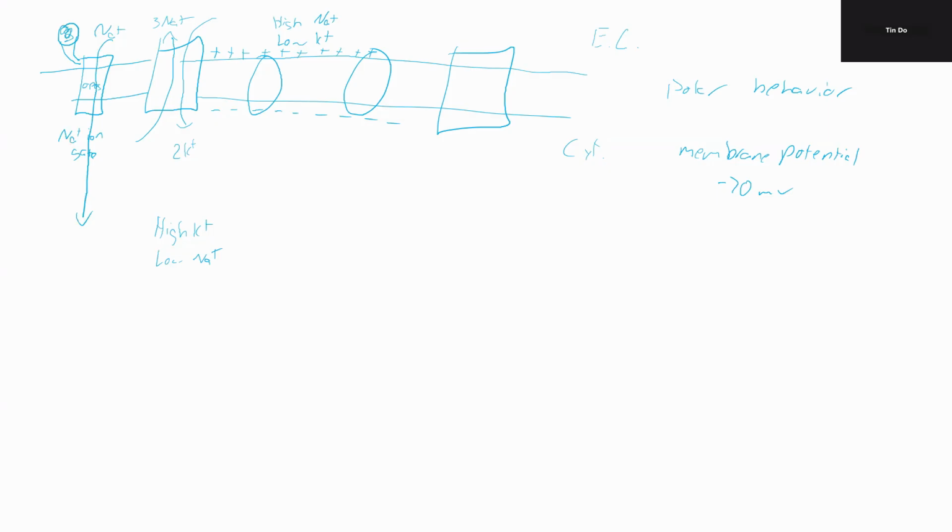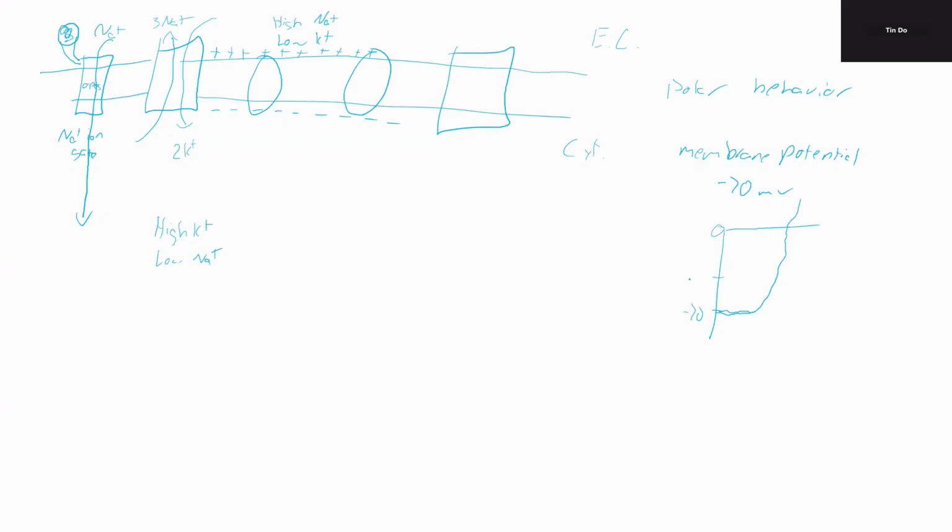Now, as sodium flows inwards, what happens to your membrane potential? Well, we're resting at negative 70, right? Here's negative 70 to 0. We're resting at negative 70. If we have a whole bunch of sodium ions coming in, we're creating energy. There's a lot of energy being moved right now. So we are actually raising our membrane potential upwards.